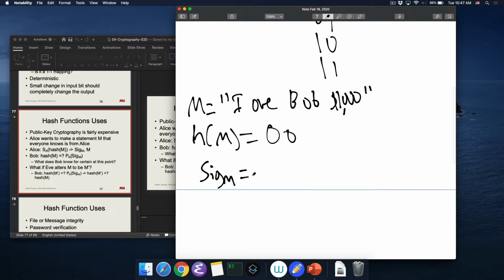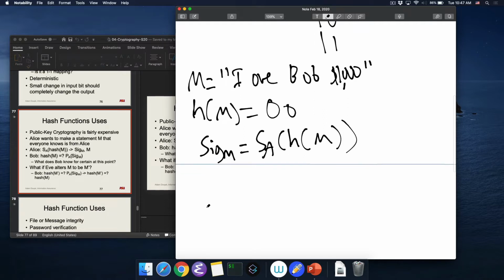So the signature of M is the secret key of Alice of H of M, right? So encrypting the hash of the message with her secret key. That's going to be something so that everyone can verify that this hash came from Alice. We can't break this hash, right? Because we don't have Alice's secret key. We can only decrypt it with her public key. We can't forge a new signature.